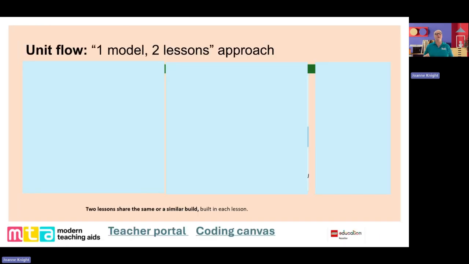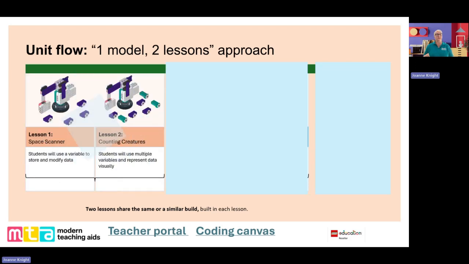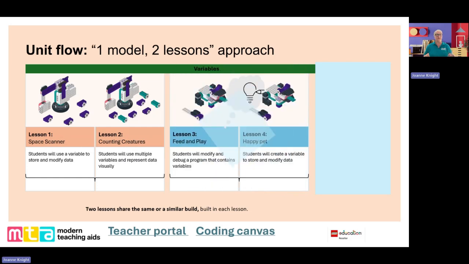Now, with each unit of work, the approach is 1 model, 2 lessons. So this is fantastic in the classroom because they only build the model once. In lesson 2, they may have to adapt it in some way, but basically they keep that model built. Therefore, you're cutting down the time that it takes them to build, because in some of the builds it's taken 30 minutes maybe or more to make the build. These builds are designed to take between 7 and 10 minutes.